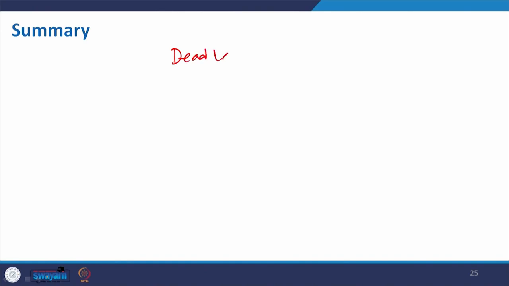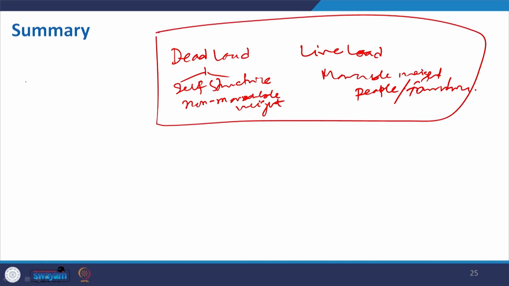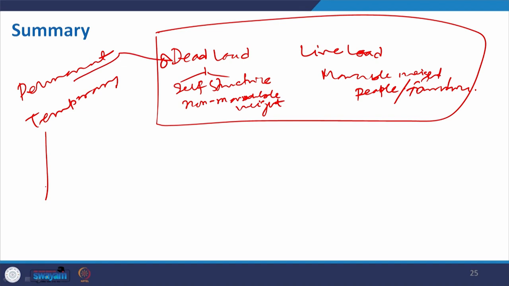So, what did we learn? Basically two types of load: dead load and live load. What is dead load? It is basically the self weight of the structure and non-movable weight. And live load is movable weight, for example people, furniture and others. Then we also discussed it in terms of permanent and temporary. What is permanent? It basically refers to dead load, and temporary is what varies with time.